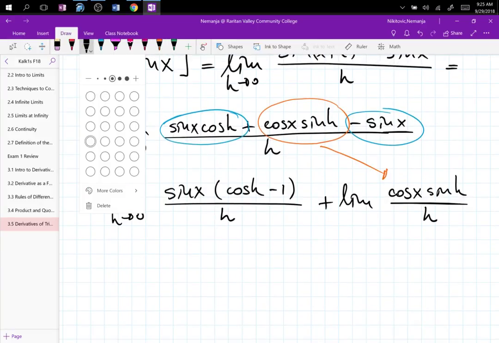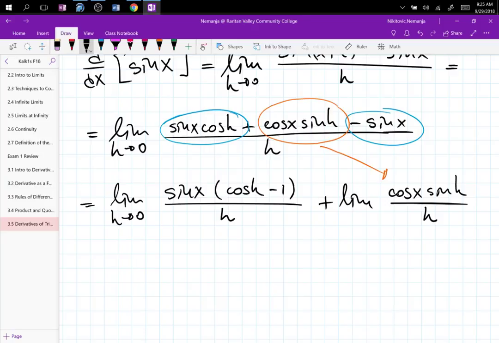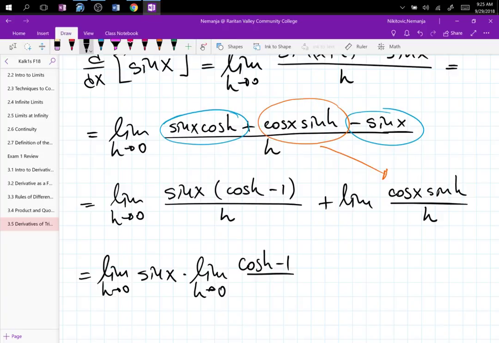Now properties of limits say that these multiplications can be split into multiple limits. So I have the limit as h goes to 0 of sine x, times the limit as h goes to 0 of cosine h minus 1 over h, plus the limit of cosine x as h goes to 0, and finally the limit of sine h over h as h goes to 0.